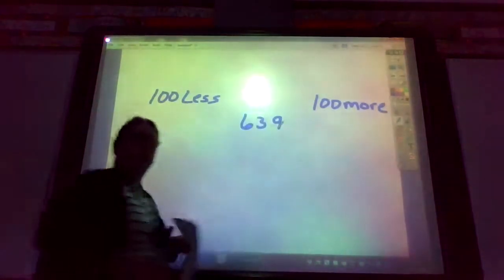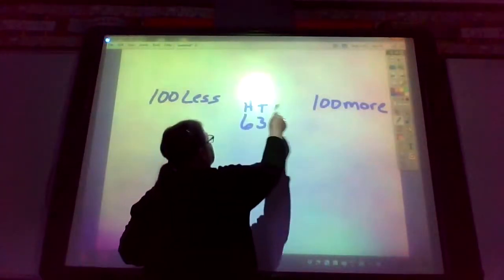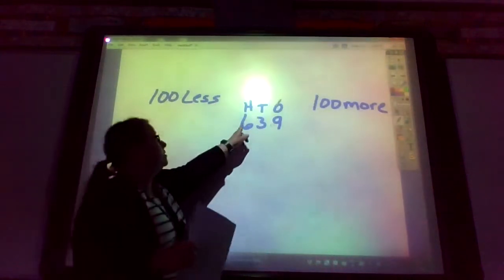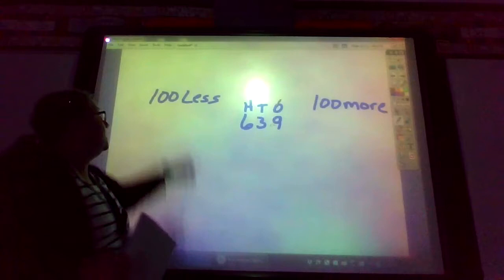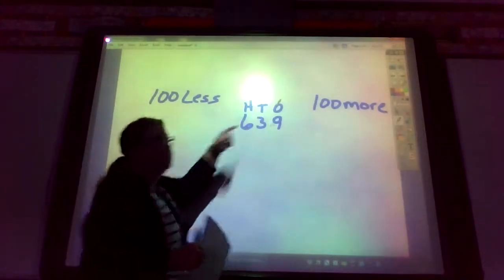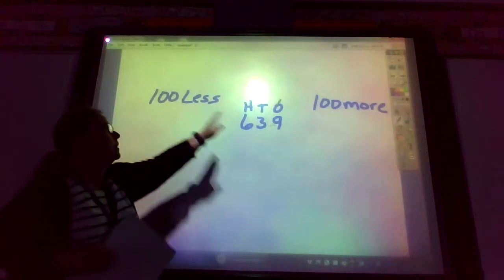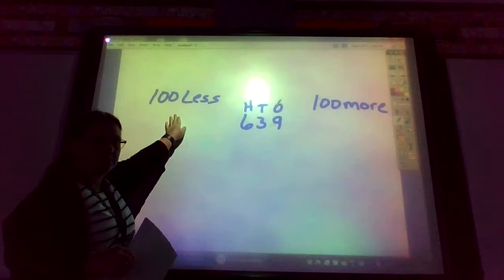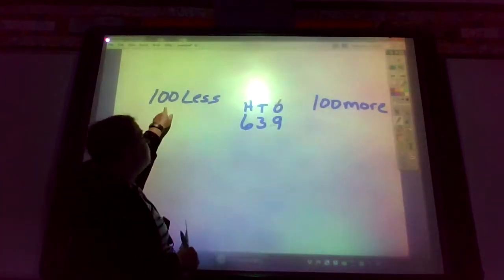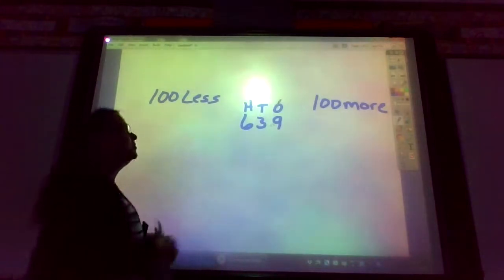639 is my number. I'm going to label it hundreds, tens, ones. I'm only going to change the hundreds. That's what it's telling me, 100. I'm not changing the tens because it's not telling me to. I'm not changing the ones because it's not telling me to. So the hundreds, 100 less, that would be changing that to a 5.